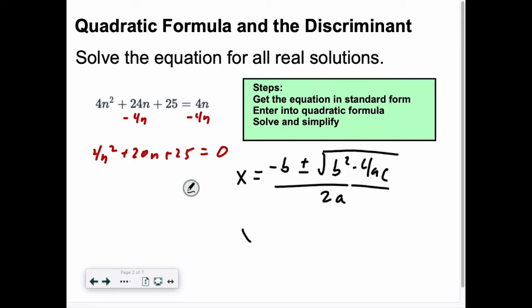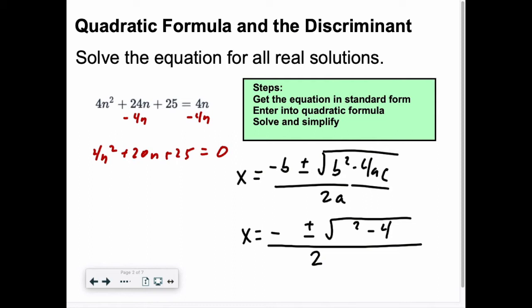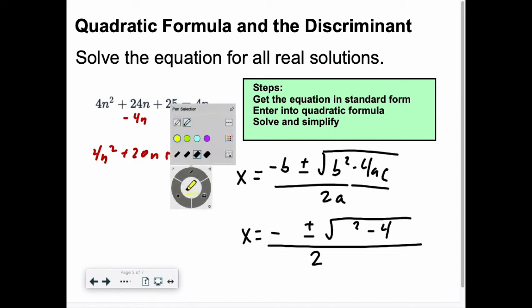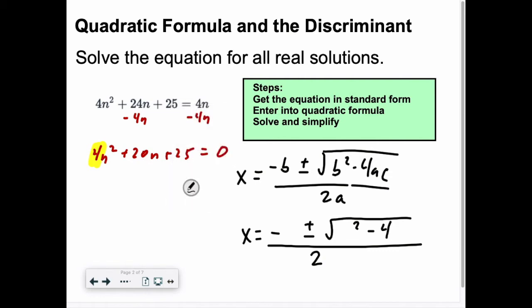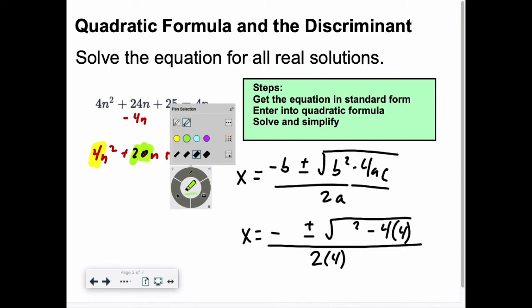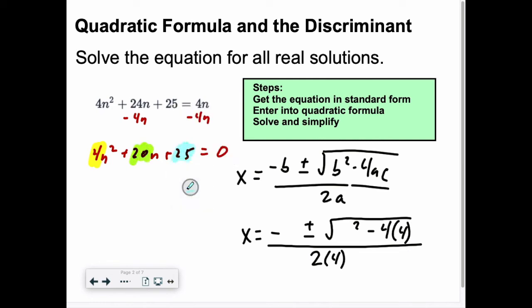So, if I wanted to plug stuff in, I'm just going to set up everything that I'm going to have to plug into. Cool. So my a up here is 4, because it's next to the n squared. So that means my a is going to be right here. My b is the 20. And my c here is the 25. So b is going to be 20, so minus 20, 20 squared. And then c is 25.